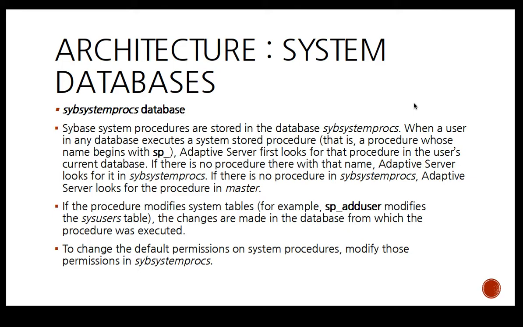Now we have some system databases. sybsystemprocs, by name, is used in a database to execute system stored procedures. There are by default system stored procedures which start with sp underscore. Suppose sp_who will give you what is currently running on the server. sp_monitor will give you the CPU and IO usage. sp_helpdb will tell you the list of the databases. Many stored procedures are already there when we build a Sybase server. Few of them I have written over here.